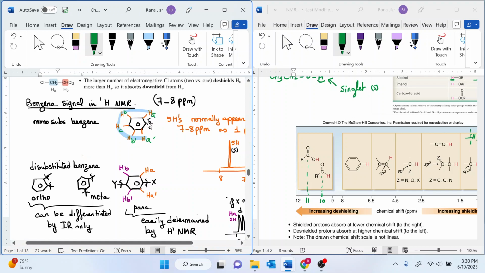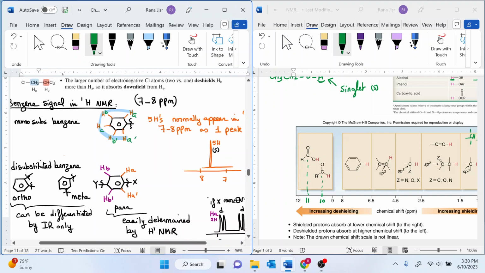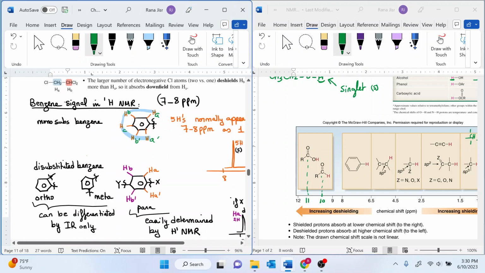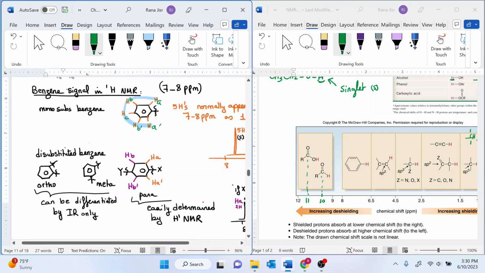And these hydrogens are going to split each other. But just for simplicity, we're going to show just 1 peak that corresponds to all of these 5 hydrogens. But please pay attention that these 5 hydrogens are not the same, and they are going to split each other. Sometimes we show a lot of peaks between 7 and 8, and still the integration goes to 5 hydrogens, so this is a monosubstituted benzene. So when you have a peak or peaks between 7 and 8, and those peaks correspond to a total sum of 5 hydrogens, just know that you are working with a monosubstituted benzene.